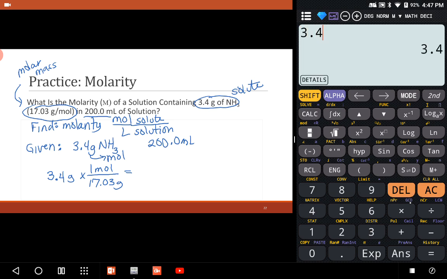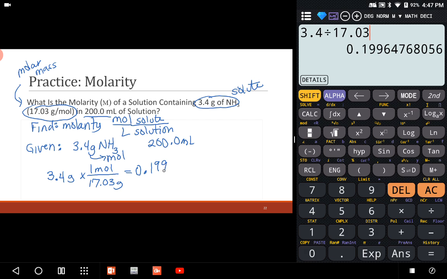So 3.4 divided by 17.03 is 0.19964. My volume I have to get into liters. And so I have practiced this enough that I know to go from milliliters to liters, I have to divide by 1,000. And so that will be 0.2000 liters. So 0.2 with 3 significant zeros afterwards. All those zeros were significant.